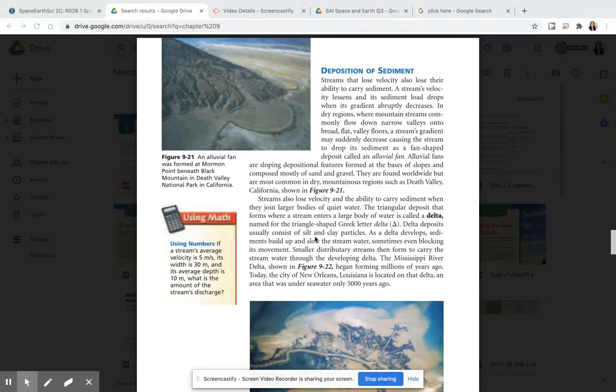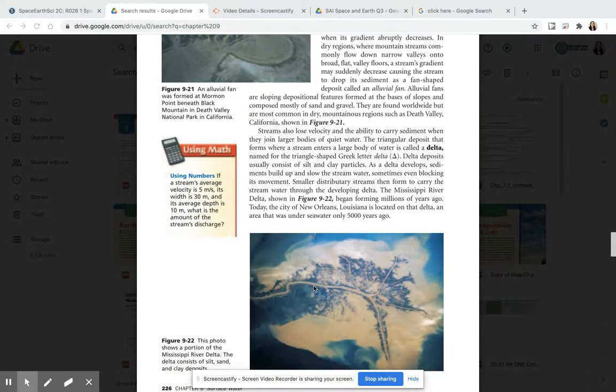Alluvial fans are sloping depositional features formed at the base of slopes and composed mostly of sand and gravel. They are found worldwide but are most common in dry, mountainous regions such as Death Valley, California, shown in figure 9.21. Streams also lose velocity and the ability to carry sediment when they join larger bodies of quiet water.